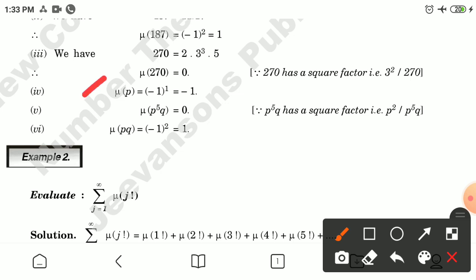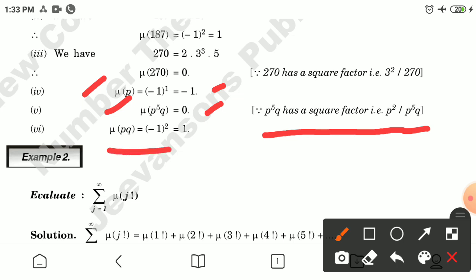Now the fourth one, μ(p) is equal to (-1) raised to power 1, that is minus 1. μ(p^5 q) is equal to 0, since p^5 q has a square factor, that is p squared divides p^5 q. μ(p1 ... pk) has the value (-1) raised to power k, and for k equal to 2 it is 1.